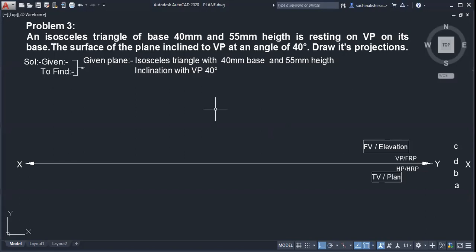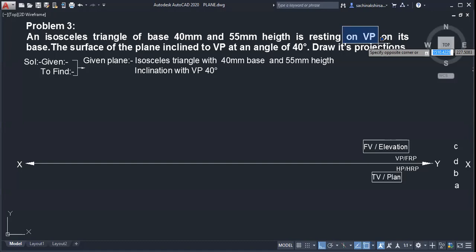The most important thing, as I told earlier, is where this plane is lying. Is it in FRP or HRP? Or we can say, is it in VP or HP? That is most important. So where is the plane? In VP it lies. If you read the problem carefully, you will come to know that this isosceles triangle is resting on VP, or we can say in VP.